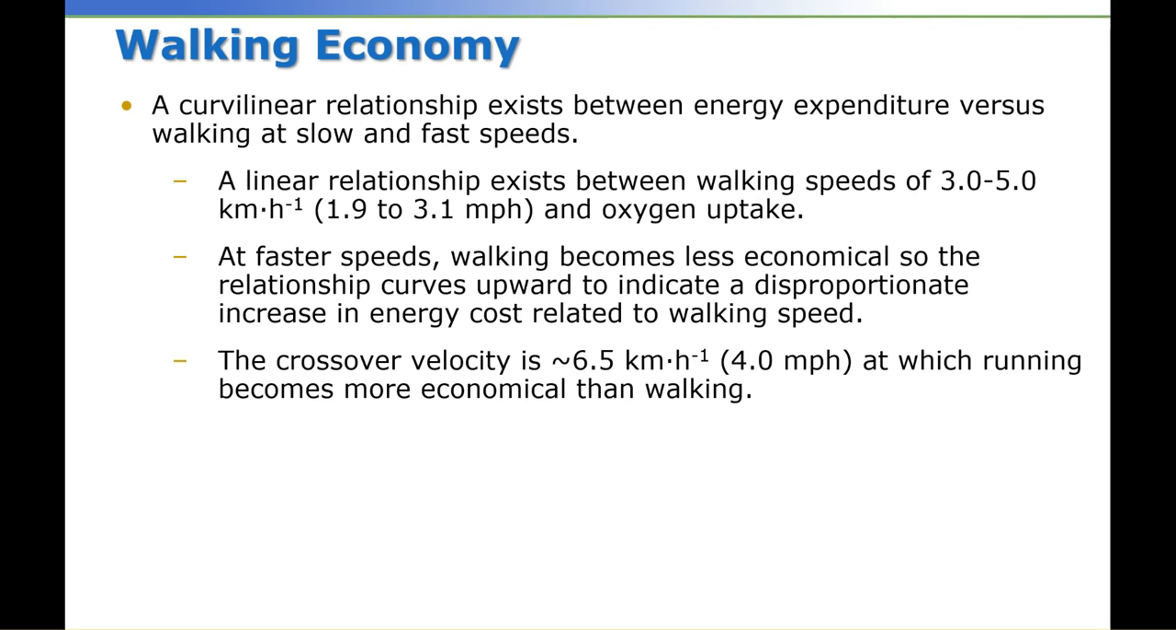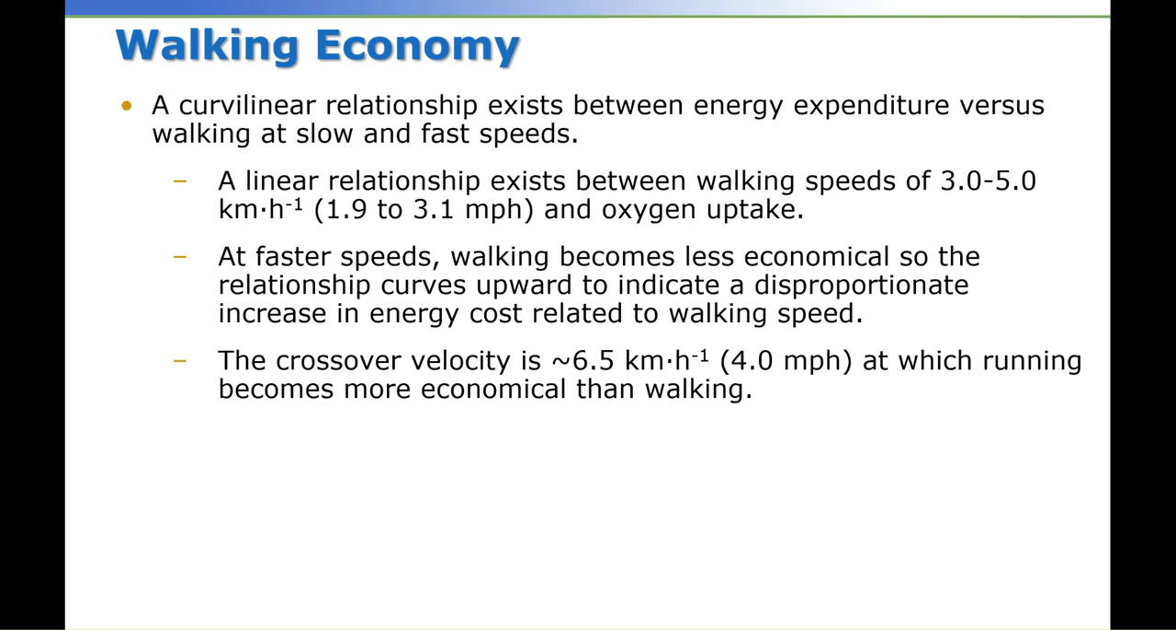Walking economy. A curvilinear relationship exists between energy expenditure versus walking at slow and fast speeds. A linear relationship exists between walking speeds of 3 to 5 kilometers per hour and oxygen uptake. At faster speeds, walking becomes less economical, so the relationship curves upward to indicate a disproportionate increase in energy costs related to walking speed. So if you're walking really fast, speed walking, it starts to become less economically beneficial. There's too much energy cost with that movement.